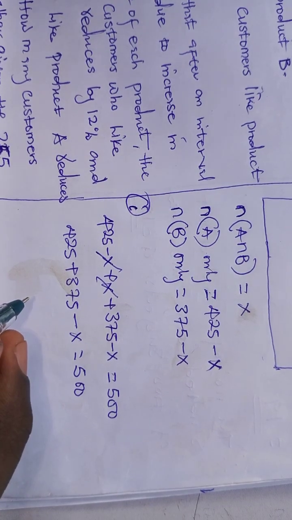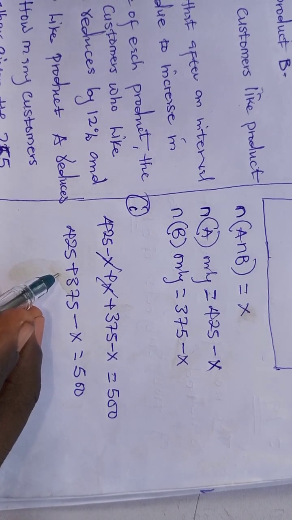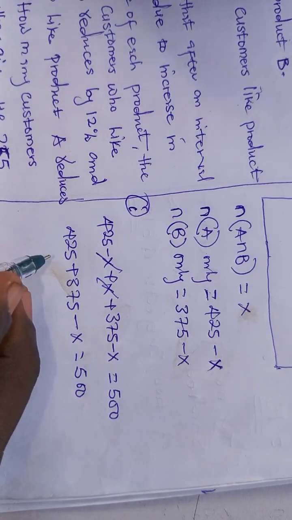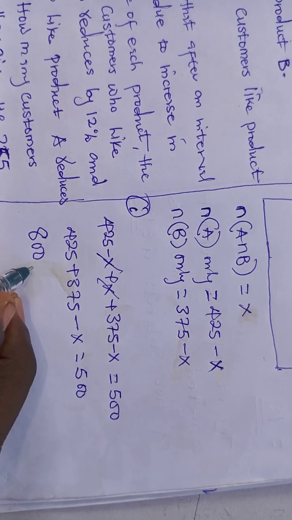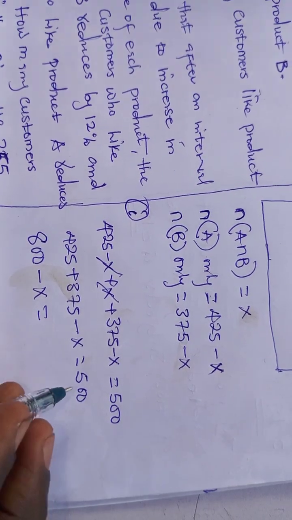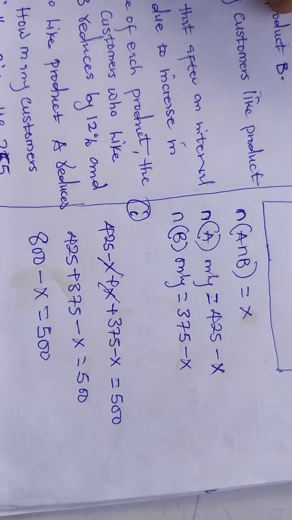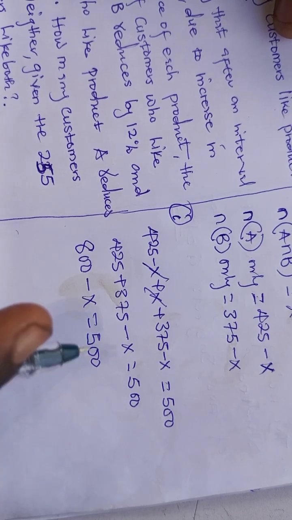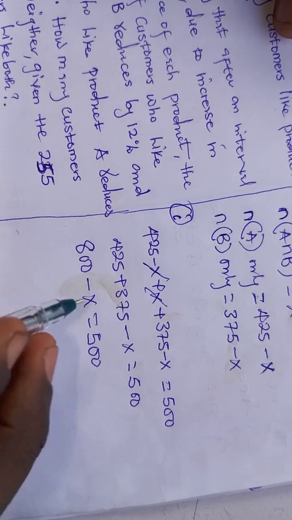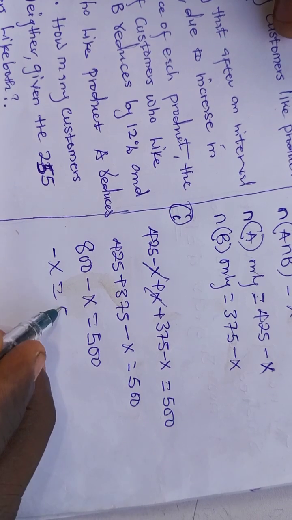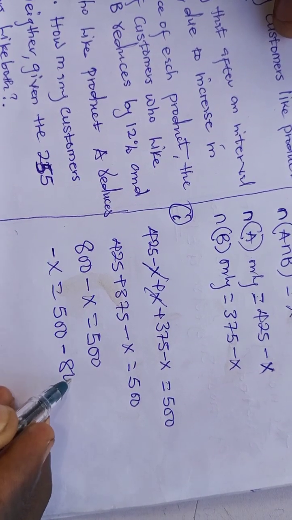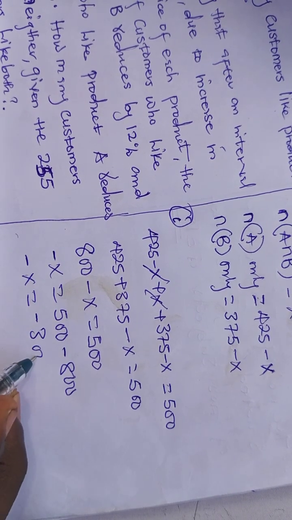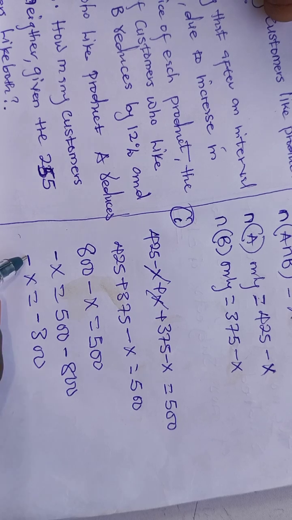So 425 plus 375 is going to give us 800. It's going to give us 800 minus x equal to 500. If I move 800 across the equal to sign, it's going to change its sign to a minus because it is having a plus here. So I'm going to have minus x to be equal to 500 minus 800. So this will give me minus x equal to minus 300.